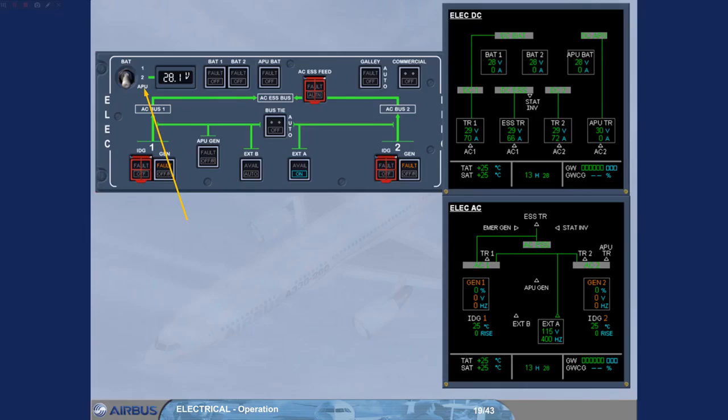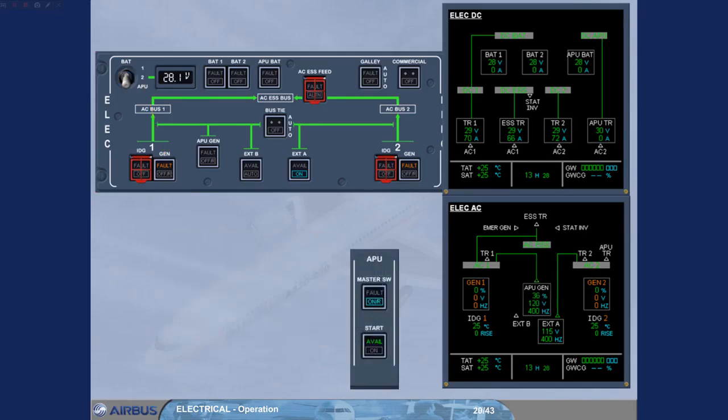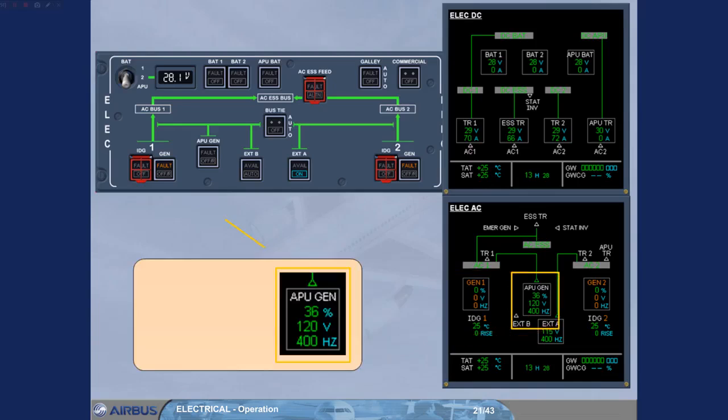It is now time to start the APU and disconnect external power. We will start the APU for you. You can see on the AC ECAM page that the APU generator parameters are now displayed. Notice that the APU generator has automatically taken over supplying the left part of the electrical network. This is because the APU generator has priority over external power A for this side and over external power B if connected.